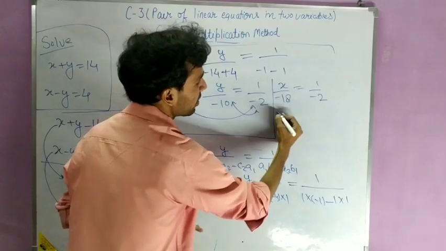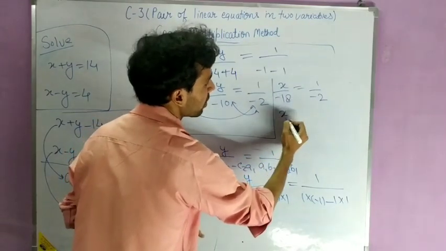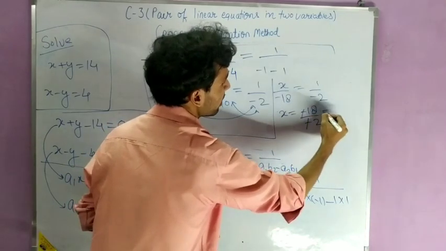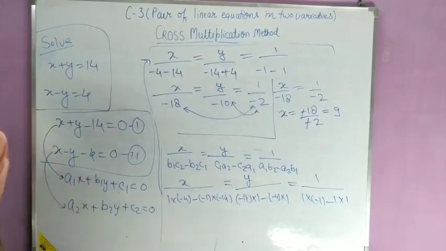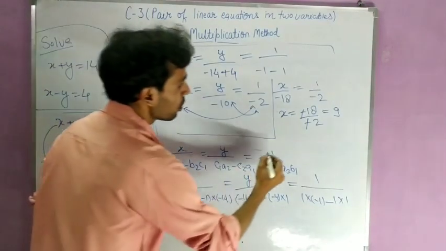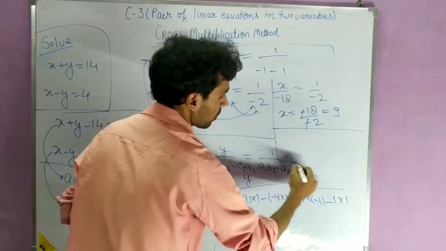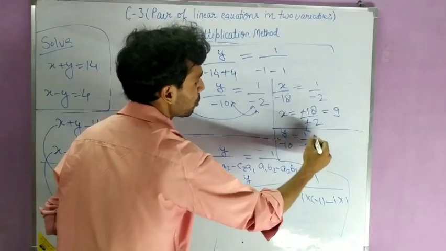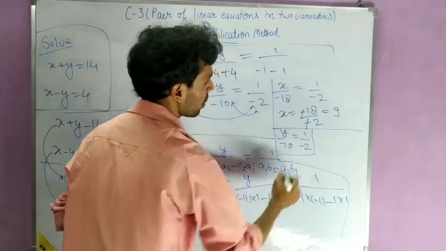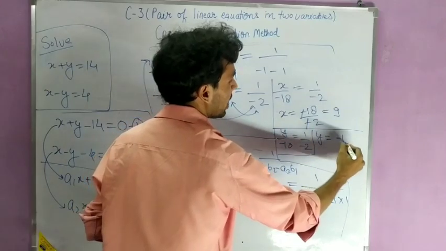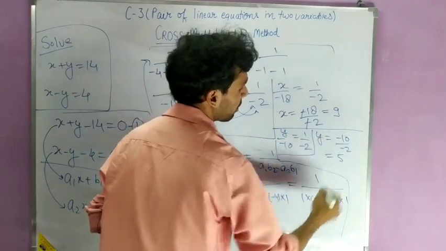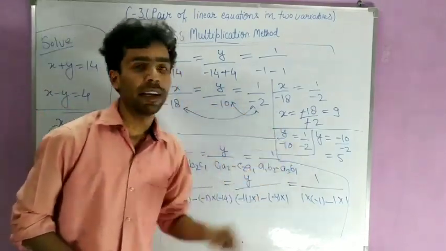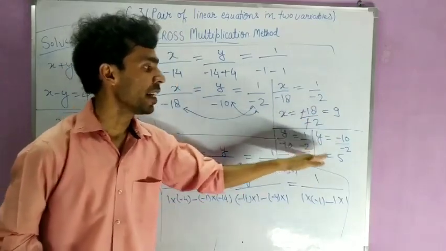Now by cross multiplying, x equal to minus 18 upon minus 2, minus minus cancel, so the value of x is 9. Now same thing we will do for y also. y upon minus 10 equal to 1 upon minus 2. So y equal to minus 10 upon minus 2, it means 5. So by comparing these, we can get the value of x and y. The value of x is 9, the value of y is 5.